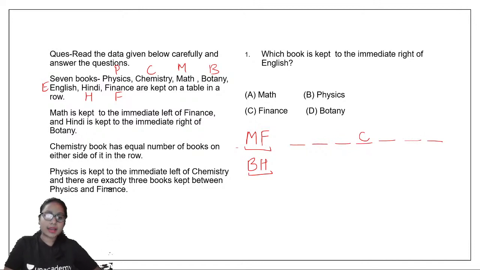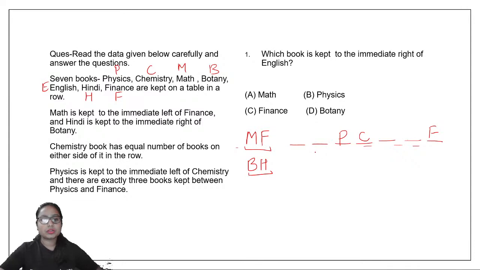Next statement says that physics is kept to the immediate left of chemistry. So left of chemistry I need to fill physics. And there are exactly 3 books kept between physics and finance. So now can finance be kept on the left of this book, left of P? No, because there are 3 books kept between physics and finance. So finance can come here only, as there are 3 positions in between. I hope this is clear.